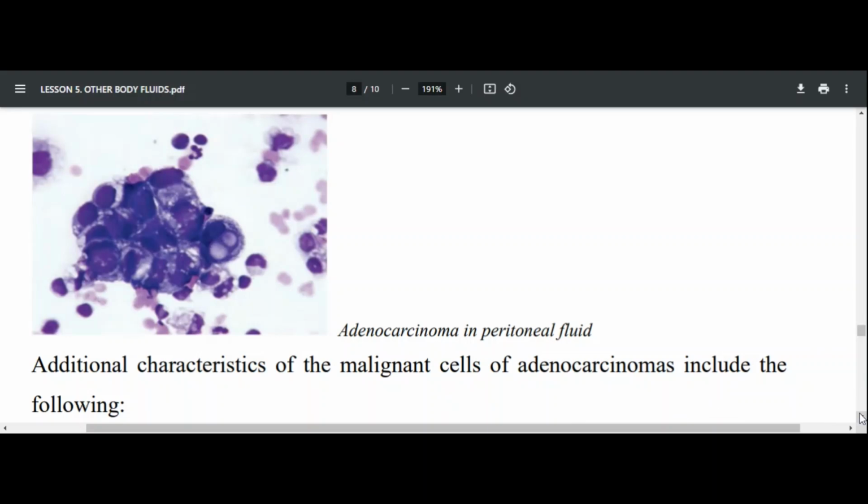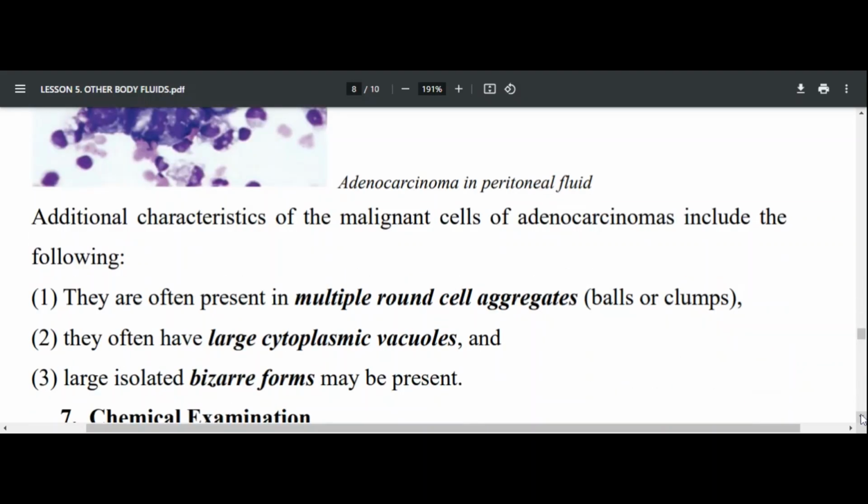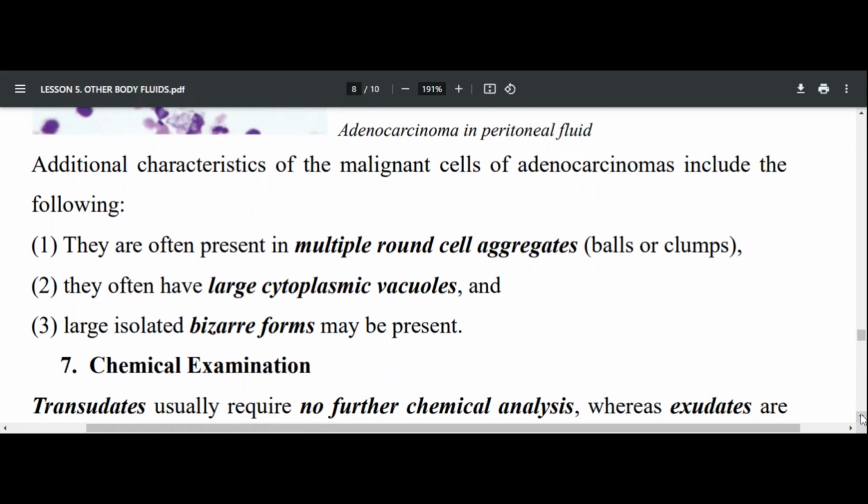But also other features of malignant cells include multiple round cell aggregates. Sometimes they can appear in clumps or in balls, or they may even exhibit large cytoplasmic vacuoles and bizarre forms. So sometimes also they are seen in different ways.